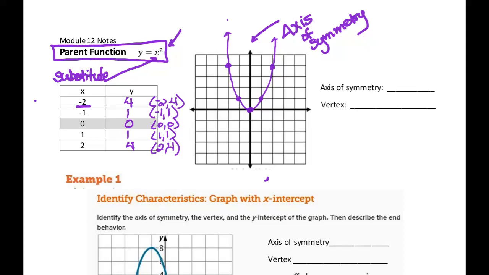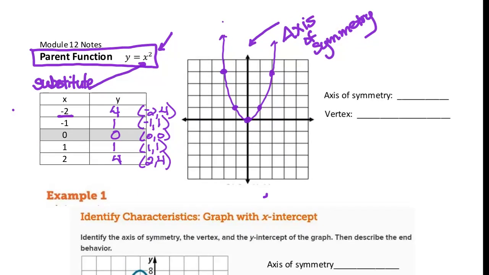Now, what is my axis of symmetry? Well, let me back up. Let's do the vertex first. What is my vertex? I need a little bit more than just 0. (0, 0). Yes, right here. This is your vertex, and that is the point (0, 0).